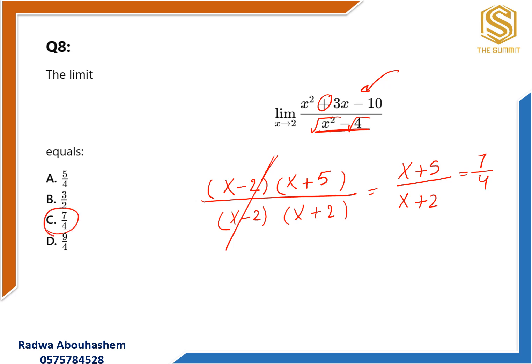Let me solve it with derivatives. So I'm going to take the derivative of the numerator and the denominator. If I take the derivative here, this would be 2x plus 3, and this would be 2x. Now let's substitute. Instead of x, it would be 2. 2 times 2 is 4. 4 plus 3 is 7, and 2 times 2 is 4. Of course, solving it by derivative is a very easy way.